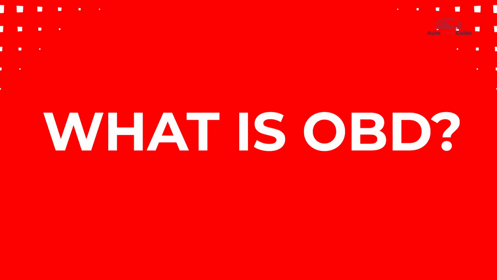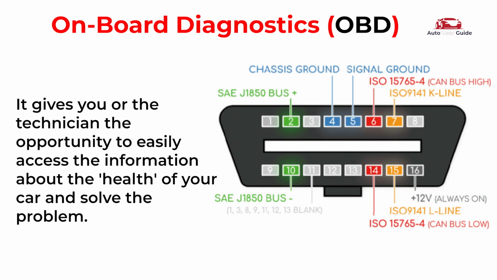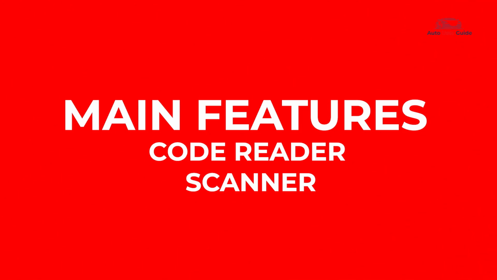Let's talk about OBD. Onboard Diagnostics is an automotive electronic system which is capable of self-diagnosis, indicating and reporting the possible problem within the vehicle. It gives you or the technician the opportunity to easily access the information about the health of your car and solve the problem. Let's break down some of its main features.